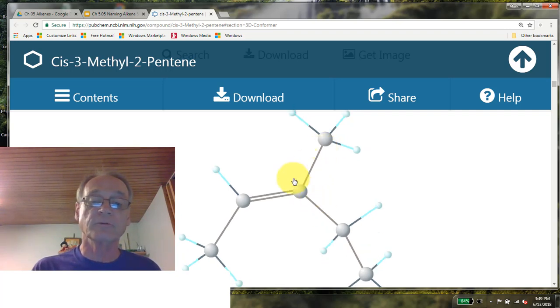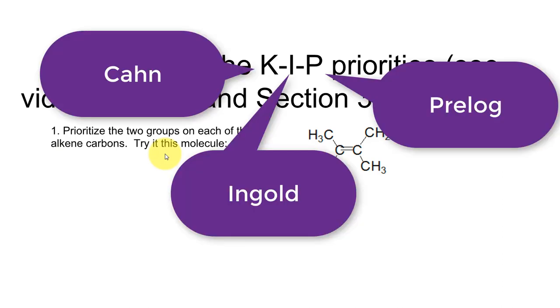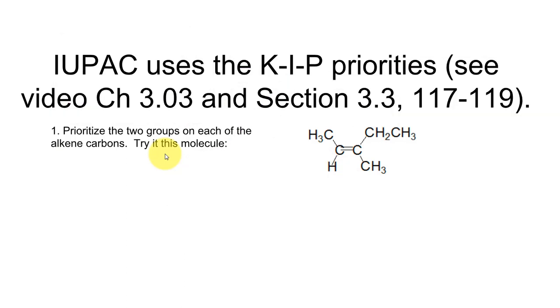So, methyl groups trans to each other, ethyl group cis to the methyl group. So, let's learn about the IUPAC system, the E-Z system. So we use the Cahn-Ingold-Prelog priority system, which we learned back in Chapter 3, Stereochemistry. We used it to prioritize groups on a chiral carbon so that we could give the molecule an R or an S prefix. Same idea here.